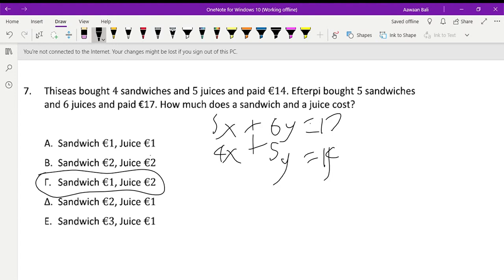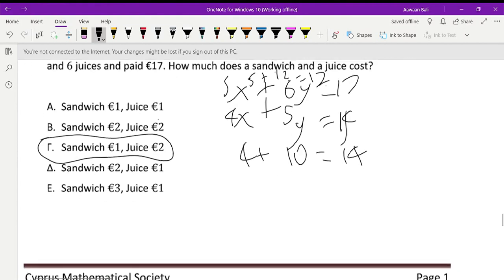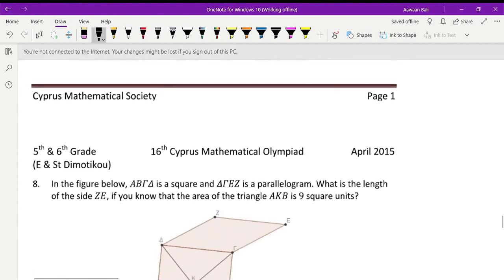Here the answer is gamma, because okay, x is the sandwich, y is the juice, so 5 times 1 is 5, 6 times 2 is 12, so 5 plus 12 is 17. Same here, 4 plus 10, 14. So therefore the answer is gamma, the sandwich is €1, the juice is €2.